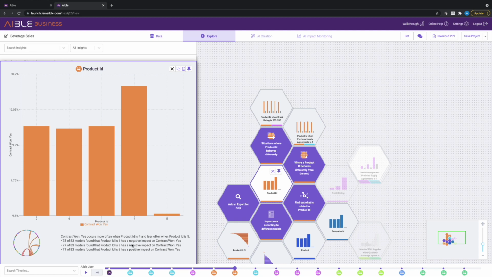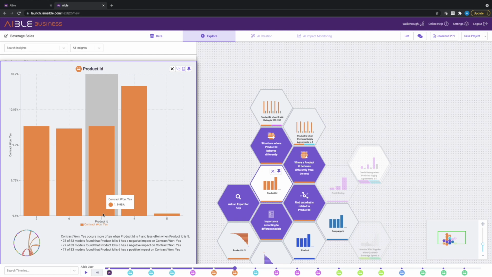But the reality is Aible is flagging something different. It's basically telling me, look, most of the models, 78 out of 83 predictive models, found that product ID 1 has a negative impact. Now that doesn't make sense because visually we can see that product ID 1 is just around average. But the AI is looking at far more than just descriptive things. It's looking at all the other factors.